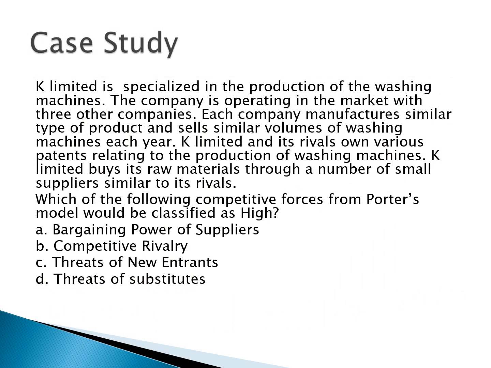Let's discuss a case for the better understanding of the Porter's model. K Limited is specialized in the production of washing machines. The company is operating in the market with three other companies. Each company manufactures similar type of product and sells similar volumes of washing machines each year. K Limited and its rivals own various patents relating to the production of washing machines. K Limited buys its raw materials through a number of small suppliers similar to its rivals.